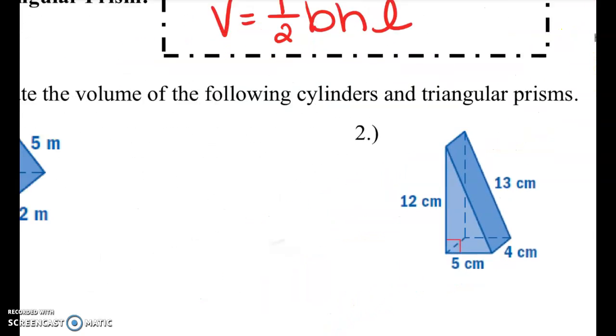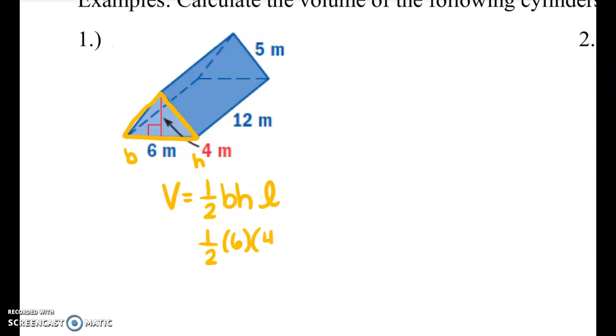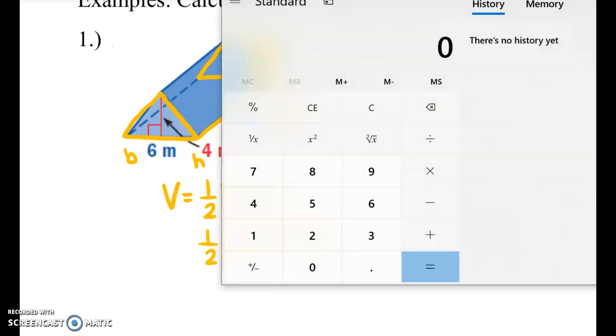So if we look at our first one, okay, volume is equal to 1/2 base times height times the length. So the base and the height I'm going to get from my triangle. So the base is the bottom, which is 6, and the height is 4. So 1/2 6 times 4, and then the length is the distance between these two triangles. So the distance or the space between those two triangles is 12, which means I'm not going to use 5 at all. Go ahead, put that right in my calculator.